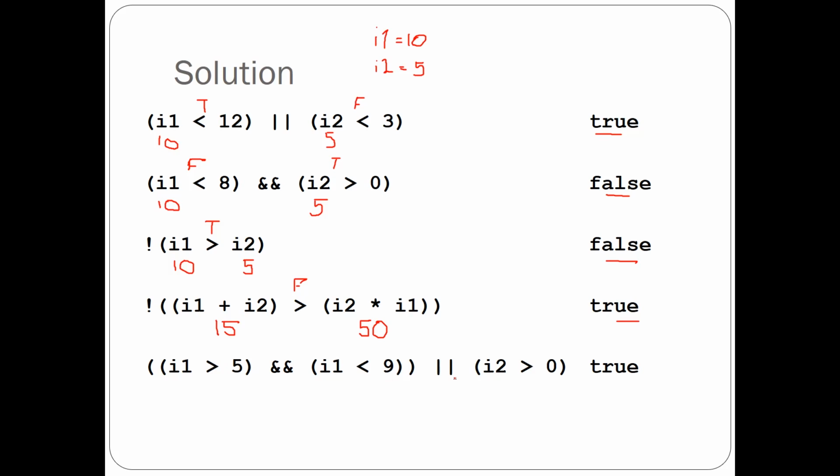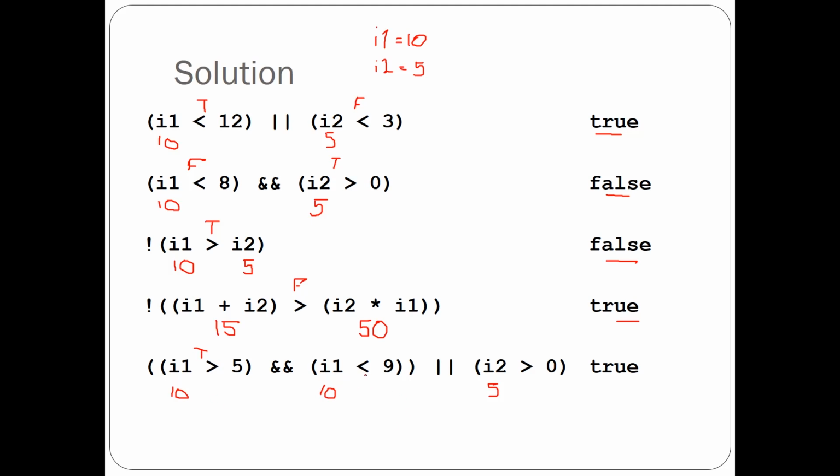And this is the more complex one, but again, let's go through it one bit at a time. So again, transpose the values. I1 is 10. I2 is 5. Let's just go through those one at a time. Is I1 greater than 5? Well, 10 is greater than 5, so we know that's true.